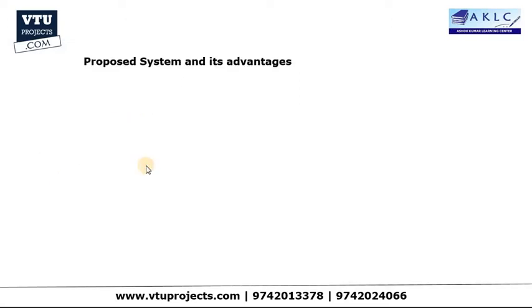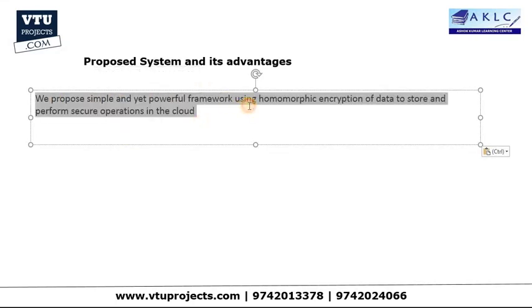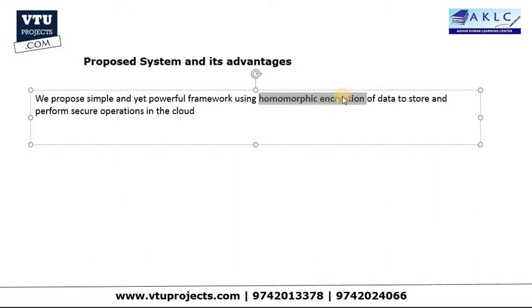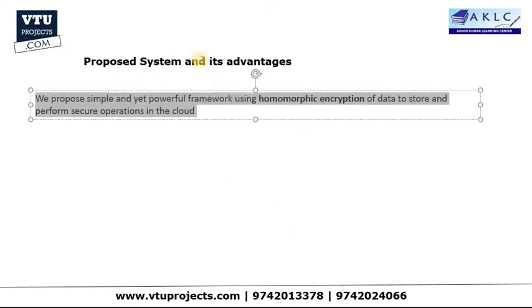Now coming to the proposed system, here I am going to state formally what system we are going to propose. We are going to propose a powerful framework using homomorphic encryption. This homomorphic encryption will be used to store and perform various operations on the data in the cloud. In the existing cloud environment, you have seen what is IaaS, what is SaaS, and what is PaaS. No matter what type of cloud services people are using, in all the services this homomorphic encryption scheme can be used for performing various operations on the data.